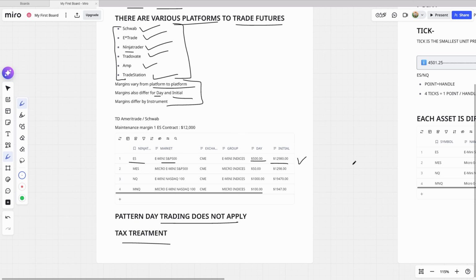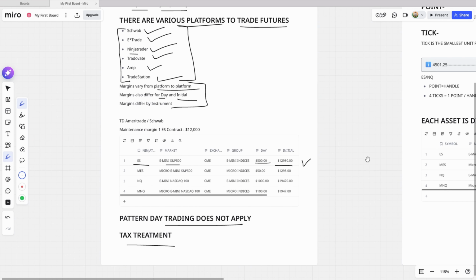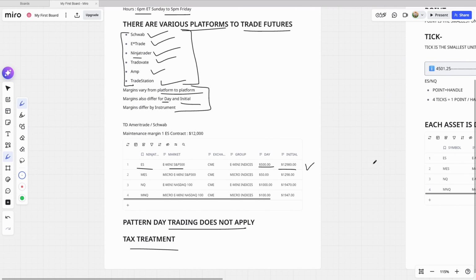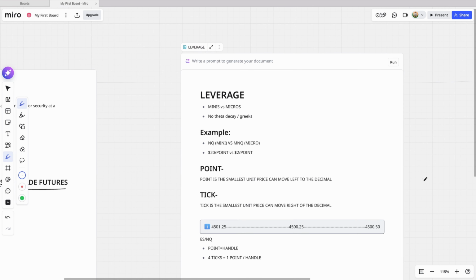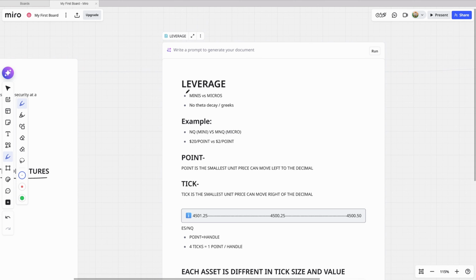Futures also have different tax treatment in the United States. They are taxed under Section 1256, which provides a blended capital gains tax rate. I won't go too deep into tax law here, but it's something worth researching. Now let's talk about leverage and contract types. Futures offer significant leverage. And unlike options, there are no Greeks like theta decay or implied volatility adjustments. Futures contracts move directly based on the underlying asset's price.